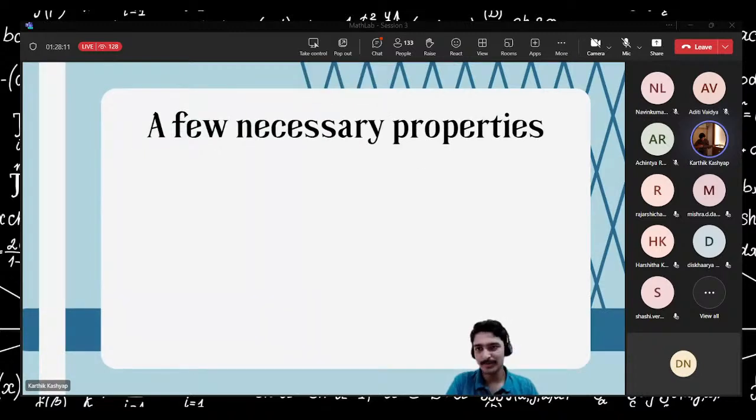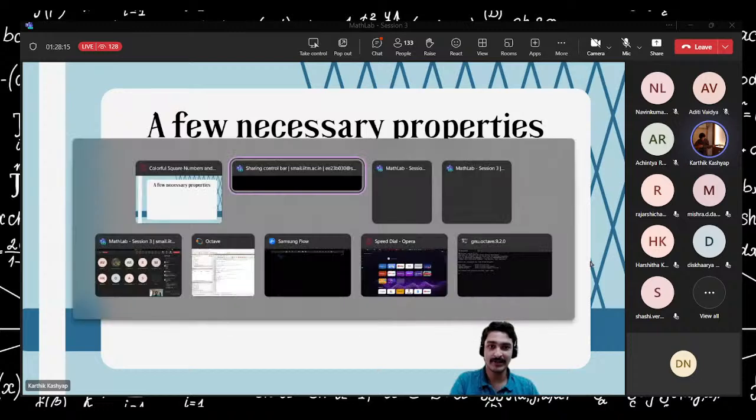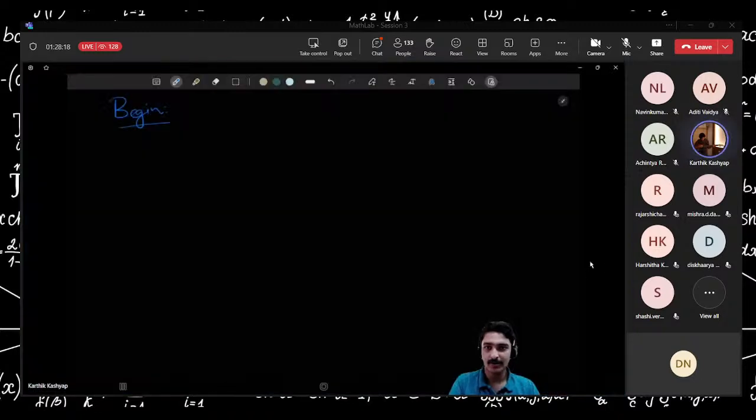For this, we will need a few properties, and then I will be actually solving this in my tab. So I'll be switching to my tab view. Hopefully you guys can see this. So I'll be writing here and solving if any proofs are needed.